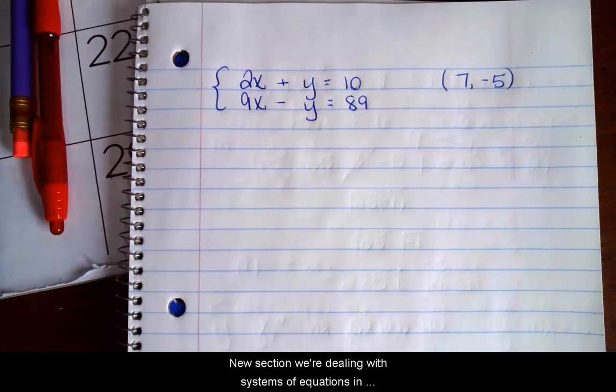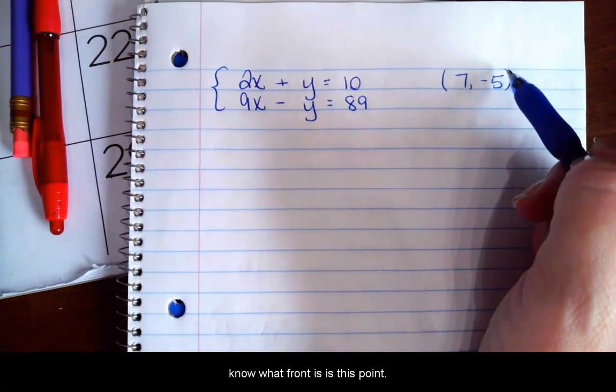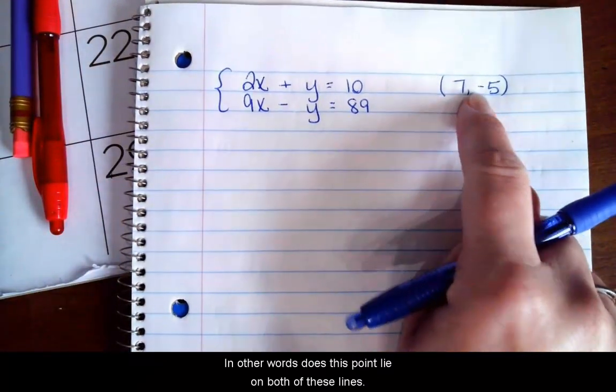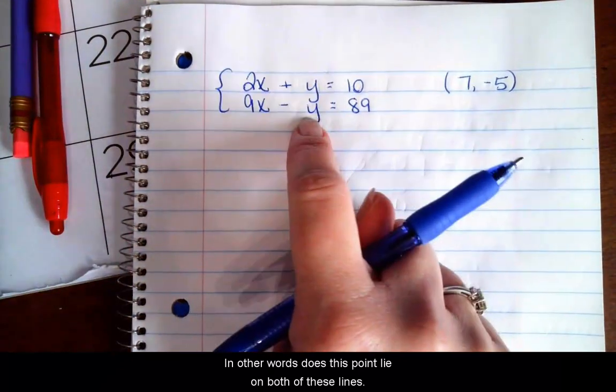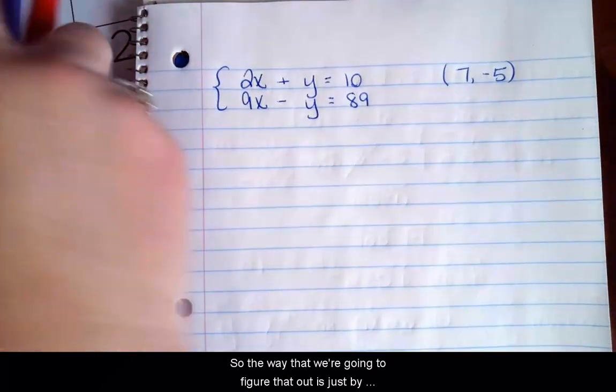New section, we're dealing with systems of equations in 2 and 3 variables. So one of the things we want to know up front is, is this point a solution of this system? In other words, does this point lie on both of these lines? The way that we're going to figure that out is just by direct substitution.